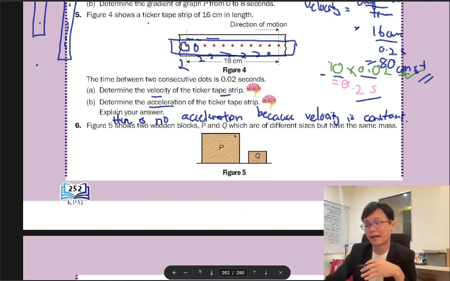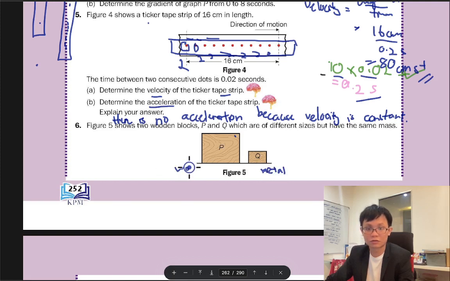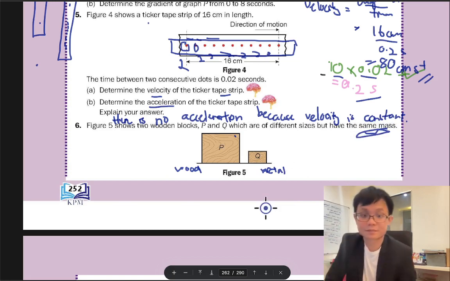I don't want to go too deep, but you must understand, especially for Form 4, Form 5 science, that same mass means same weight. So if the mass is 2 kg, the weight is 20 Newton. If 4 kg, 40 Newton. Because maybe this object is metal and this one is wood. Of course metal is denser than wood, but the mass is the same, because the question already says the mass is the same.